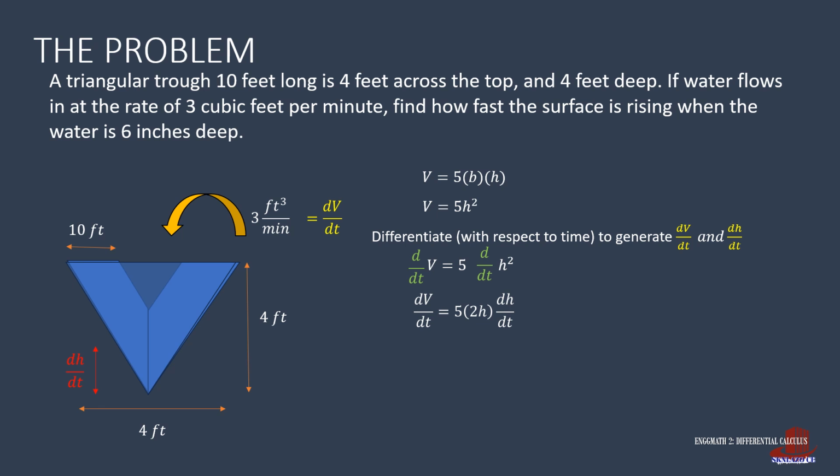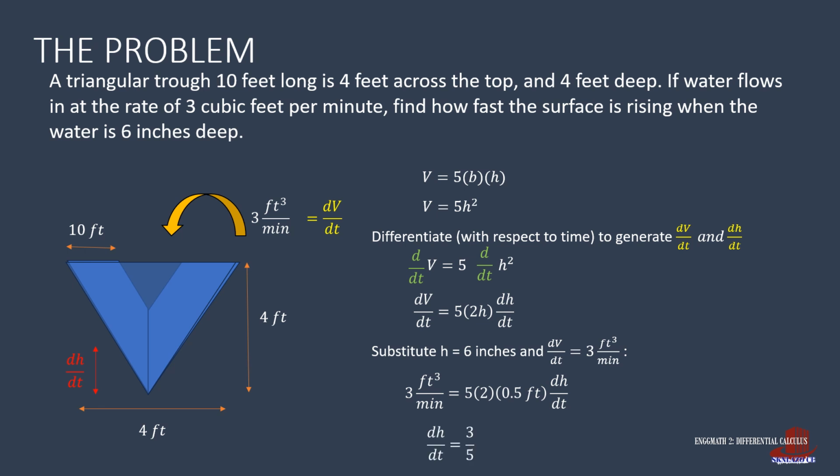Since we are looking for dh over dt and dV over dt is also provided, we still have to identify h, which is by the way also provided in the premise. h is given as 6 inches or 0.5 foot. Plug all the values in the function to have 3 equal to 5 times 2 times 0.5 times dh over dt. dh over dt is then simplified as 3/5, which is then 0.6 feet per minute.